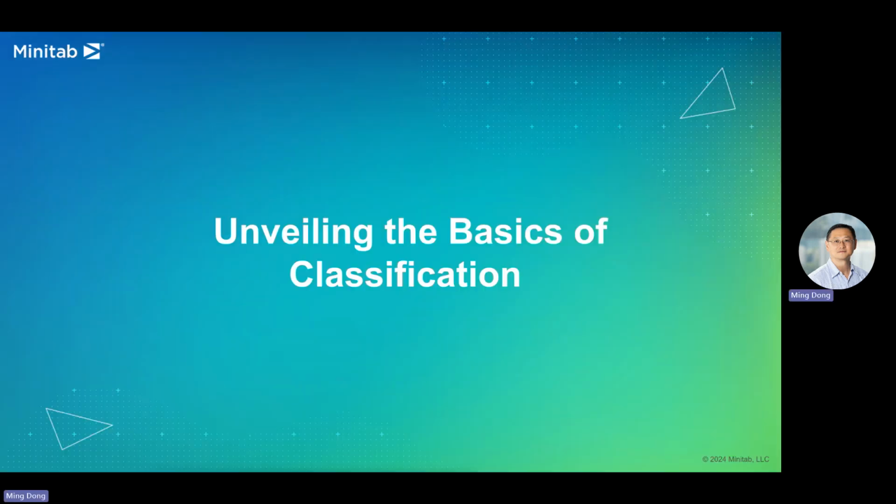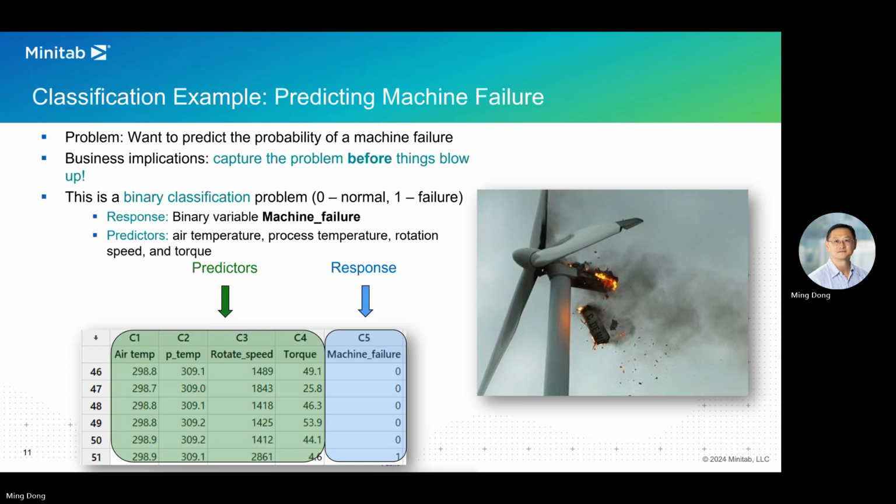Okay, let's try to understand the basics of the classification problem. So we have a problem. We want to predict machine failure. This is a turbine, a big turbine. We try to capture the problem before things blow up, because if they blow up, it can be a huge cost. So under different conditions, I hopefully can predict the failure.